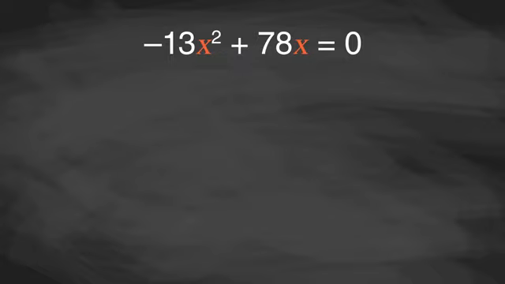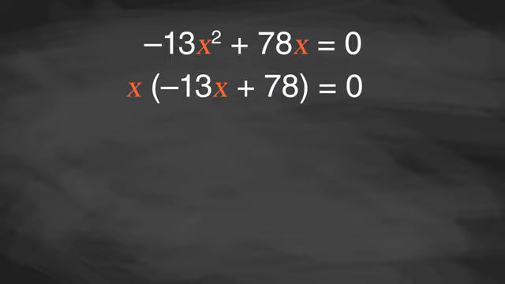To solve a quadratic equation in this form, begin by factoring out any common variable terms. What common variable do you see? That's right, both terms have an x that can be factored out. By factoring out the x, we now have x times the quantity -13 times x plus 78 equals 0.